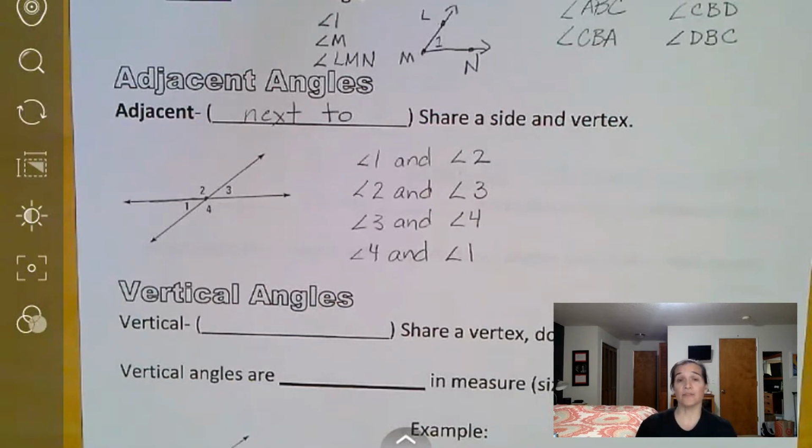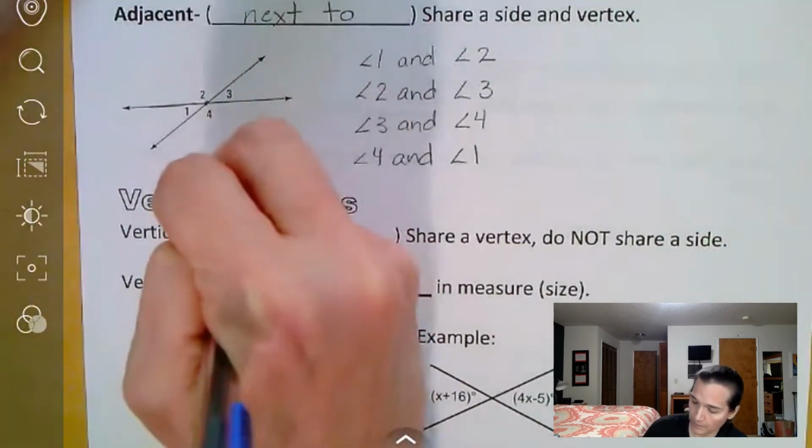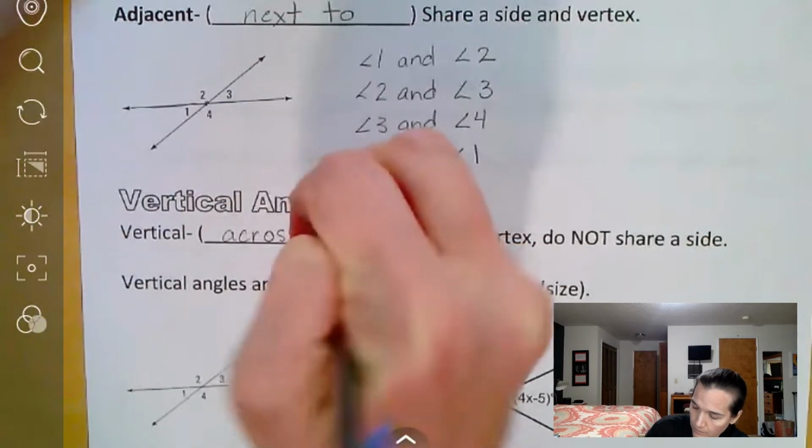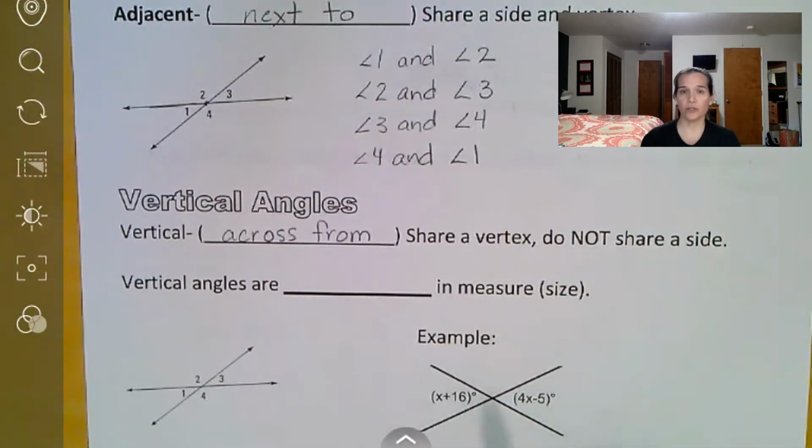The next type is vertical angles, and for these ones, we have across from. And what that means is they're going to share a vertex. They're both going to have that little pointy corner that touches, and it's the same pointy corner for both of them. So they have that vertex, but they don't share a side. So they have to have separate sides, but they have the same vertex.